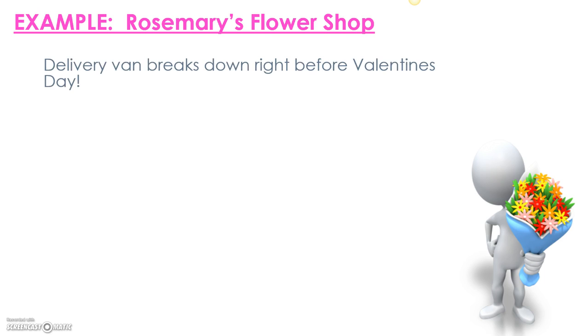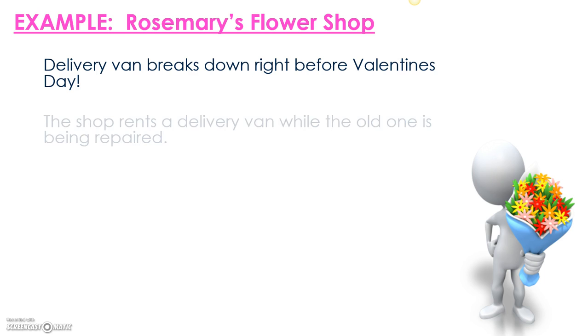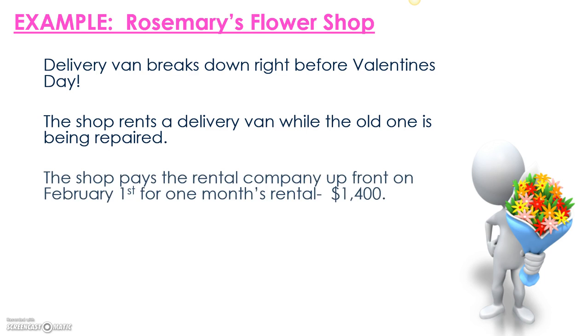Let's take a look at an example of this to get a better idea, and also contrast the cash and accrual basis. Let's say you own a flower shop, and right before Valentine's Day, your delivery van breaks down, which is definitely not a good time. So you go out and you rent a van for the whole month while the van's being repaired. Let's say that your flower shop pays the rental company up front on February 1st for a whole month's rental on the van, say $1,400.